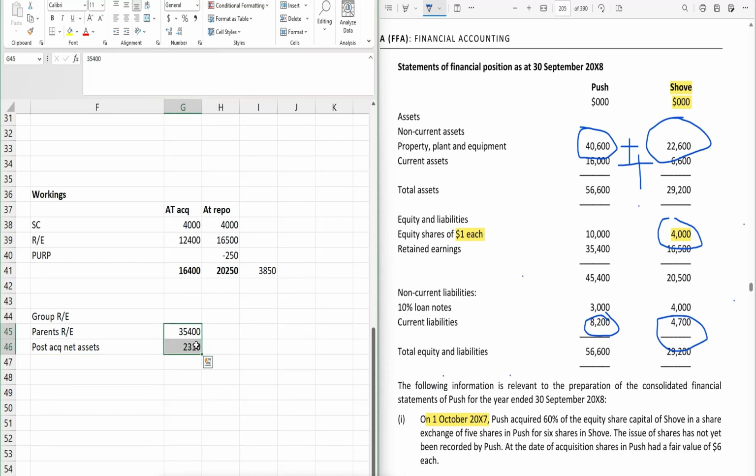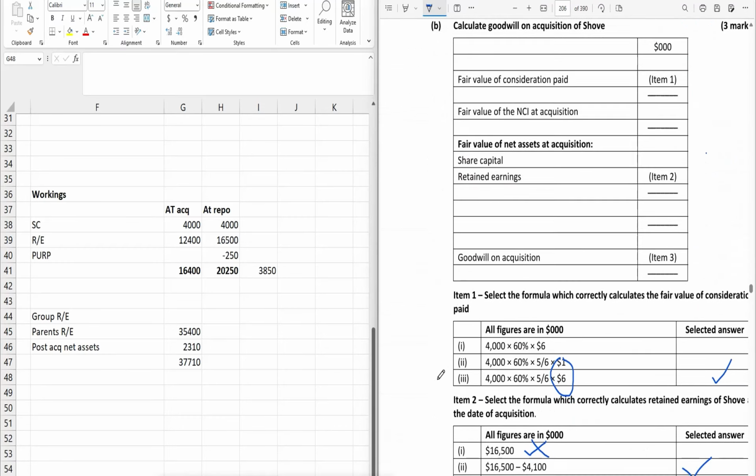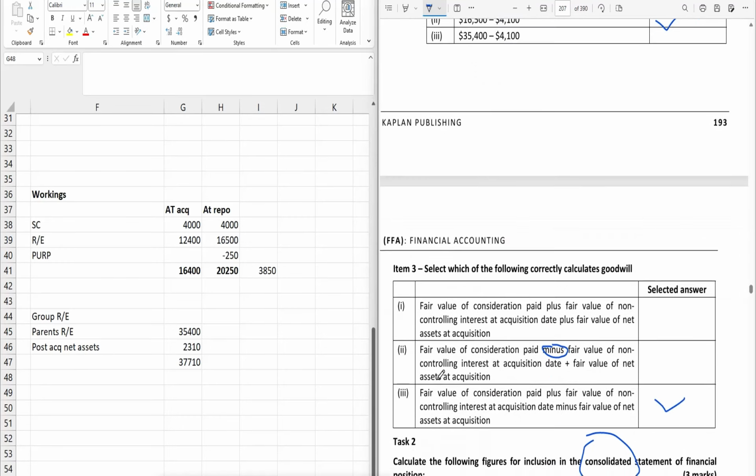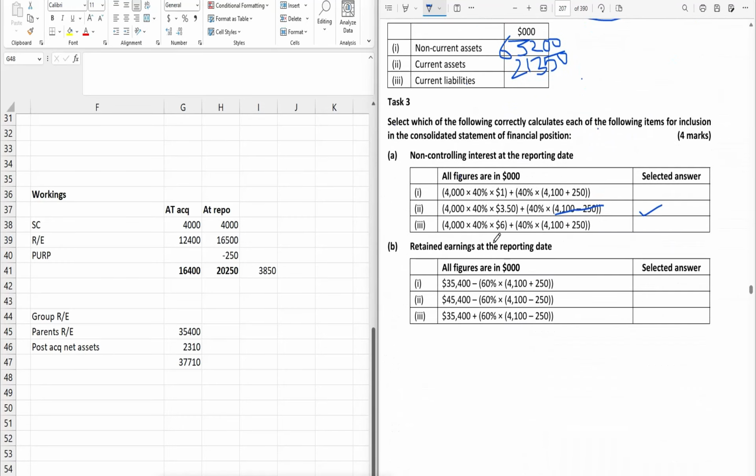So adding these two will give us the profit of 37,700. But the question is asking to select the option for calculation of the value. So we have taken 35,500. So these two have only the figure 35,500. That's why option 2 has been eliminated.